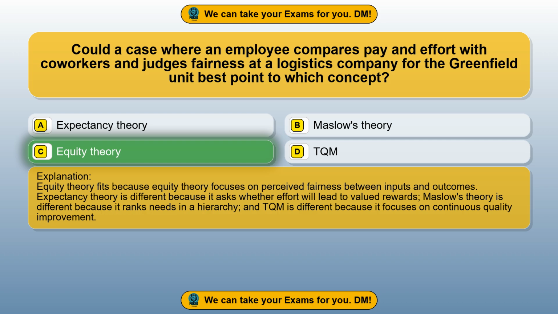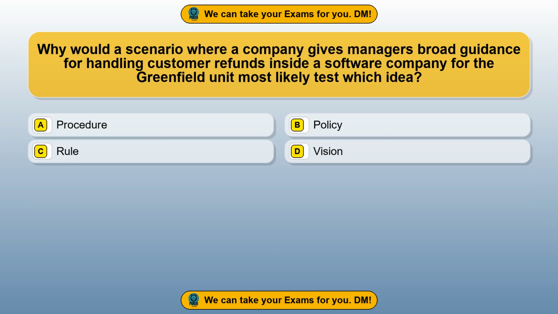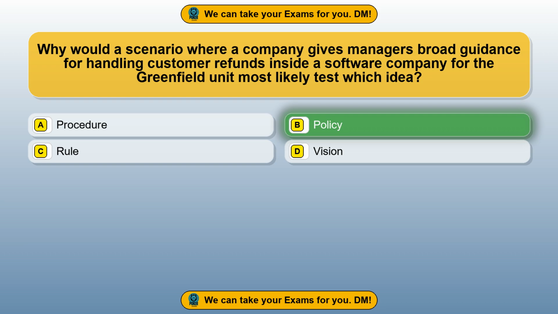Question 96. Why would a scenario where a company gives managers broad guidance for handling customer refunds inside a software company for the Greenfield unit most likely test which idea? Option A, procedure. Option B, policy. Option C, rule. Option D, vision. The correct answer is option B, policy.